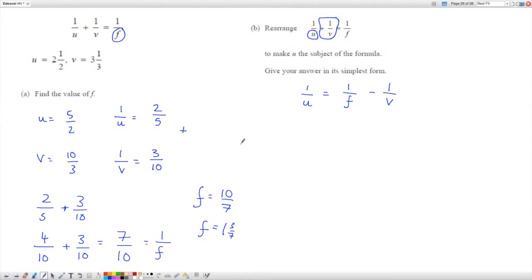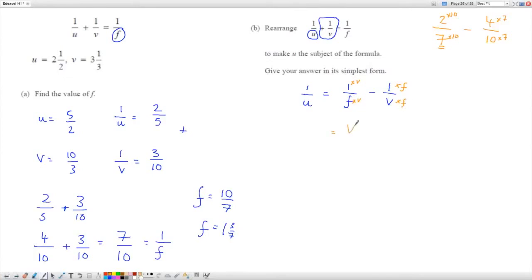Now, just like fractions, we need to make the denominators the same. If we had a fraction, for example, 2 over 7, take away 4 over 10, we would take our denominator here, times by 10, times by 10. Take our denominator here, times by 7, times by 7. We're going to do the same here. Your denominator here is v, so times by v, times by v. Denominator here is f, times this one by f, times this one here by f.